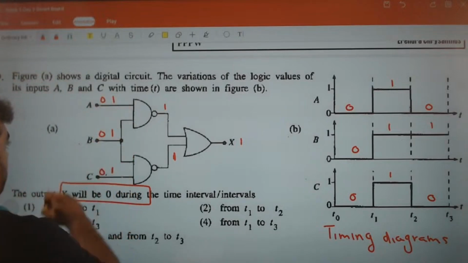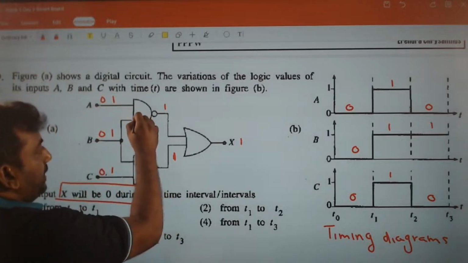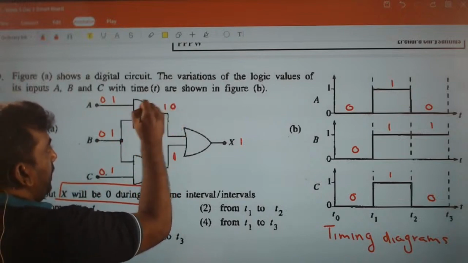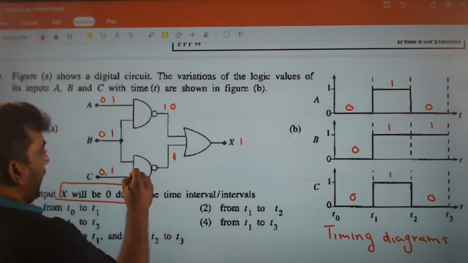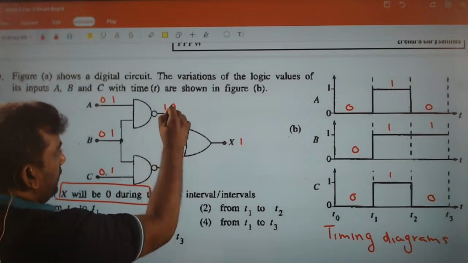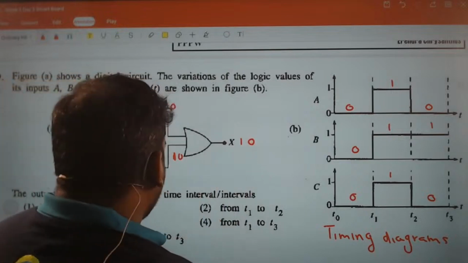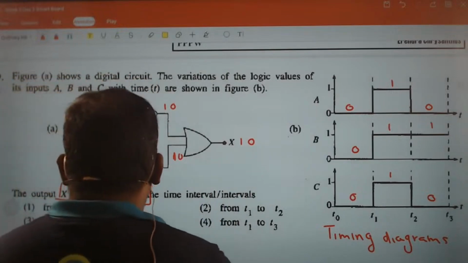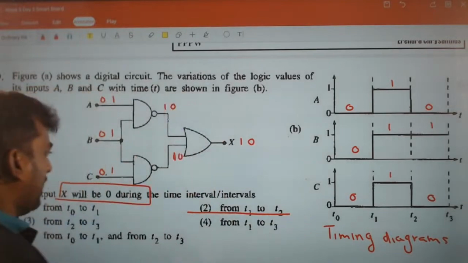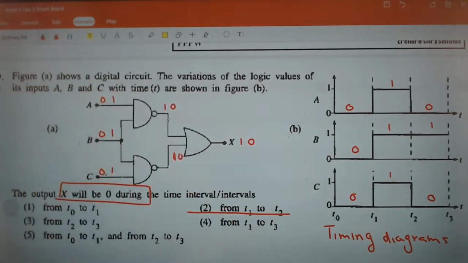1, 1, 1. 1, 1 AND gate should be 1, here 0. 0, 0 will be 0. There you have 0. So T1 to T2 guaranteed. I don't know whether we need to continue calculating. Directly the answer is answer number 2. Right?